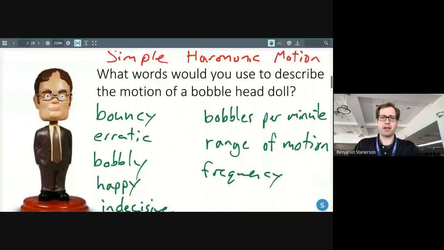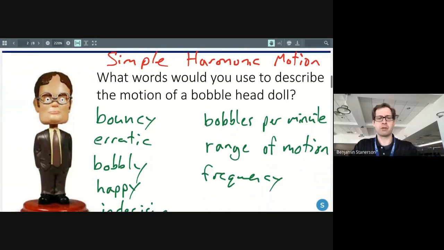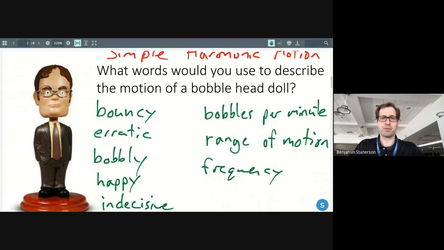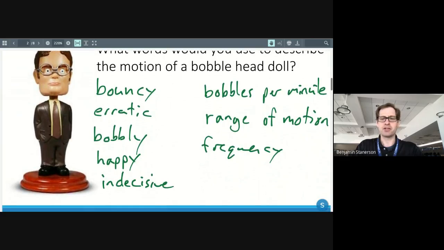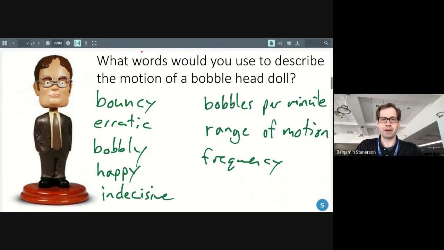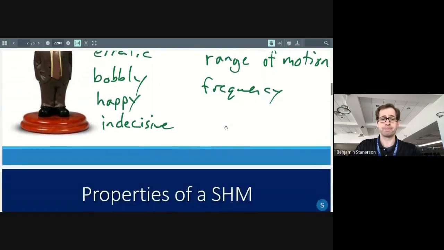So when we talk about simple harmonic motion, there might be some words that jump in your mind, like it's bouncy, a bobblehead goes back and forth. Maybe there's a certain frequency that a bobblehead might bounce back and forth at. If it's really on the end of a spring, it will be an example of simple harmonic motion because of its regular intervals as it goes back and forth on top of that toy.